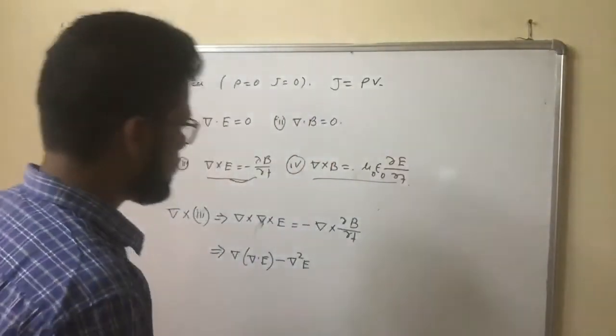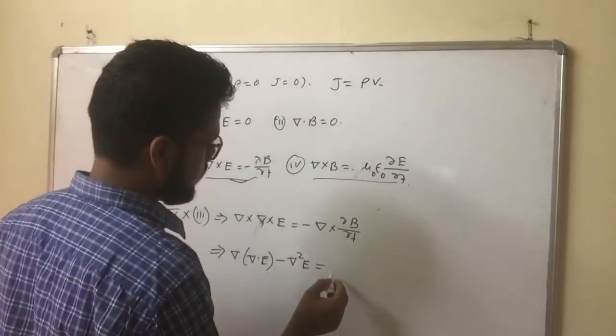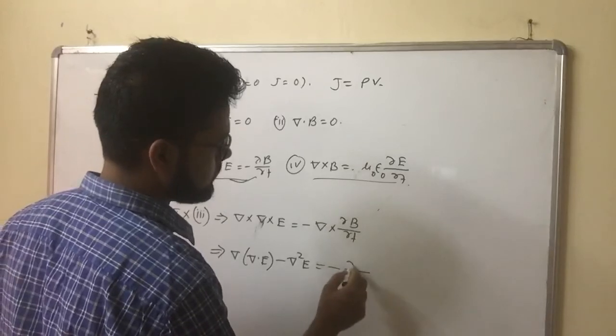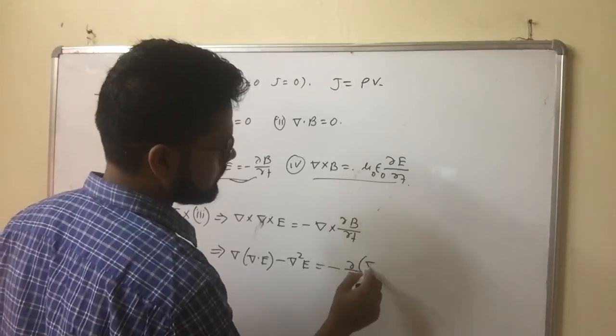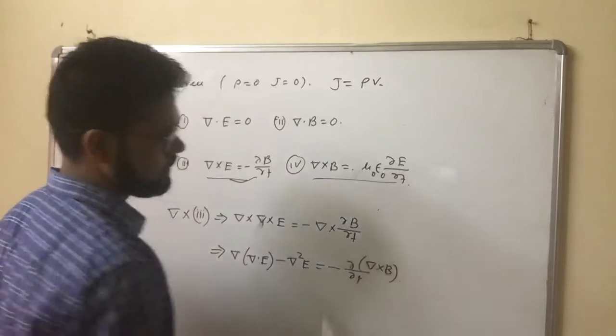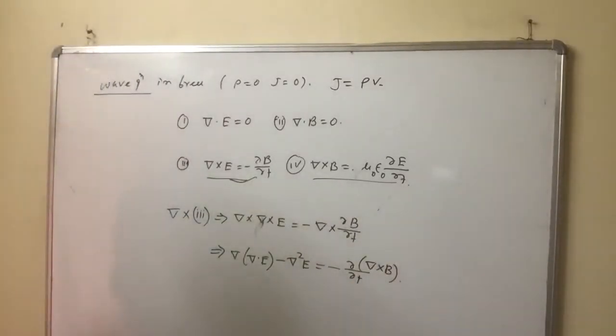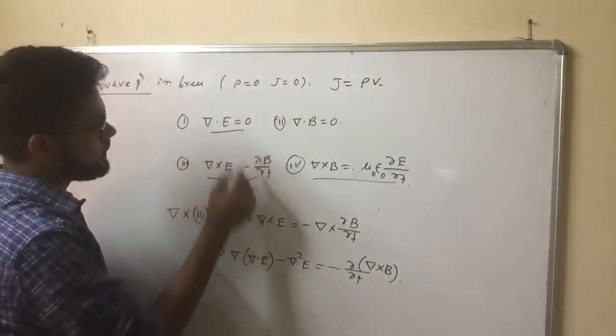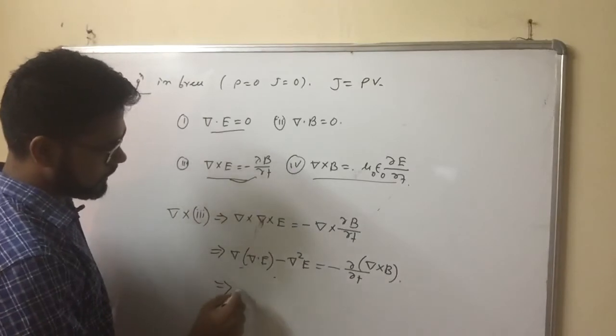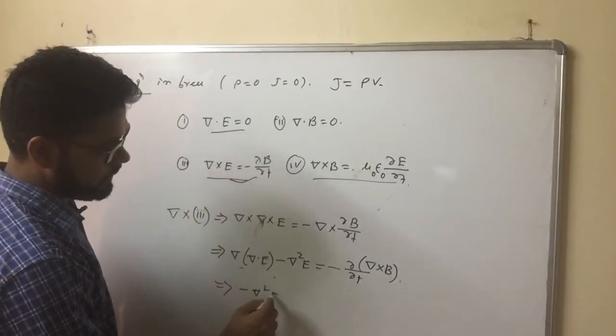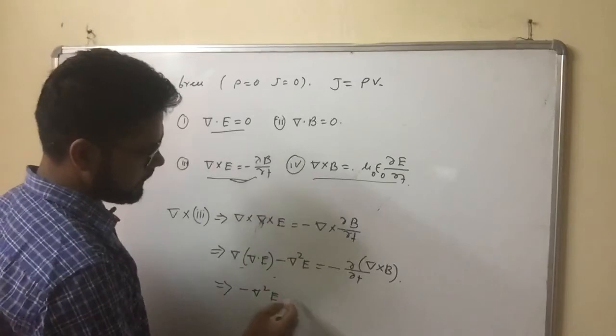Then you can take this d/dt inside, so it comes inside del cross B. Clear? Now, as per the rule, this first term is 0. For the second term, I will write del squared E, equal to this, with the minus cancelling.